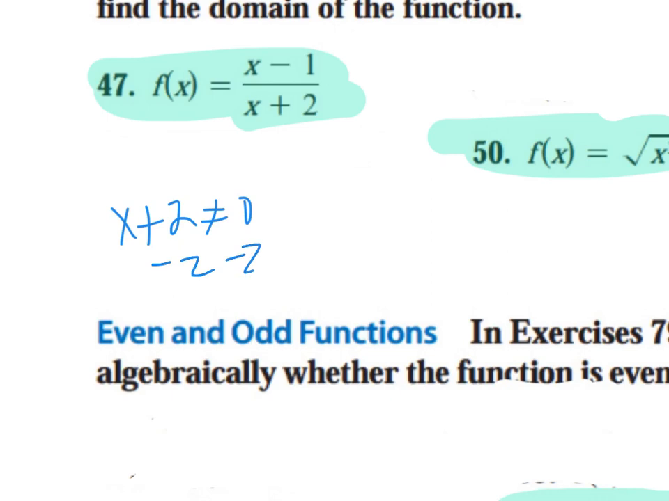Subtract 2 from both sides. And you tell me x can be any single number in the world except for what? Negative 2. Because what happens? Oh, then it becomes 0. If I plug in negative 2, negative 2 plus 2 is 0.